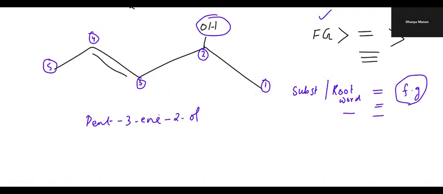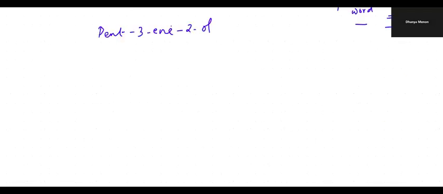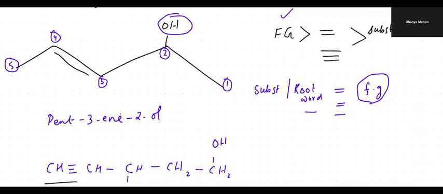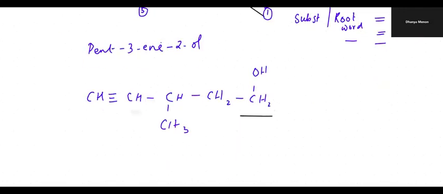The next one, if we write the structure like this, what would be the name? Okay. Coming to the numbering, there is a triple bond here, there is a functional group here. So which has more priority? The functional group is given more priority. So we start the numbering from here. 1, 2, 3, 4, 5.